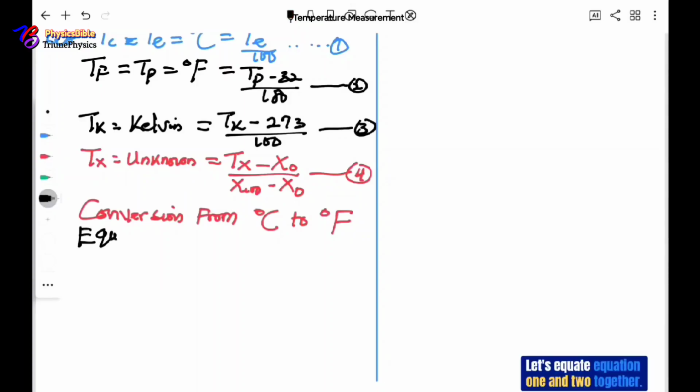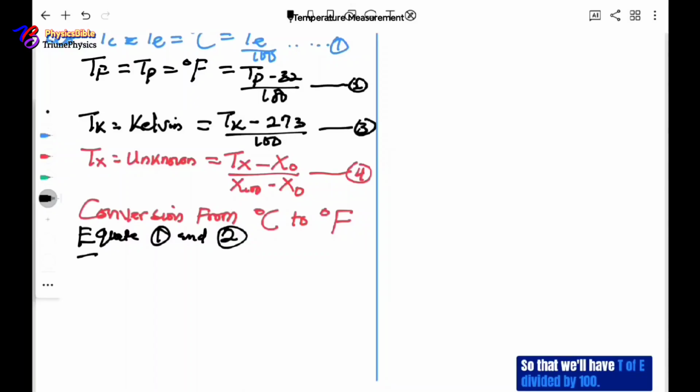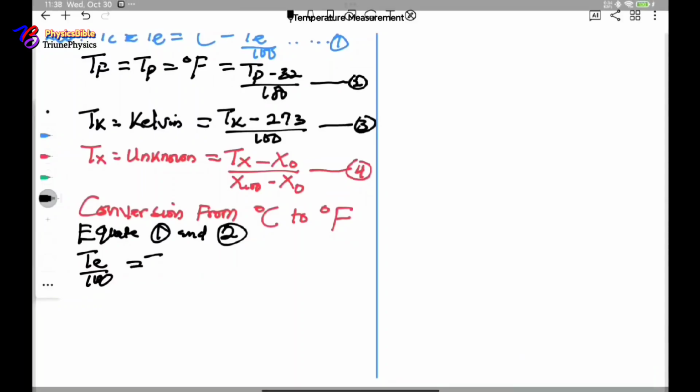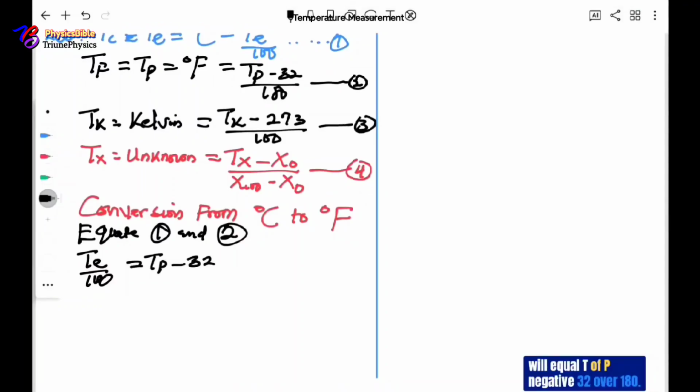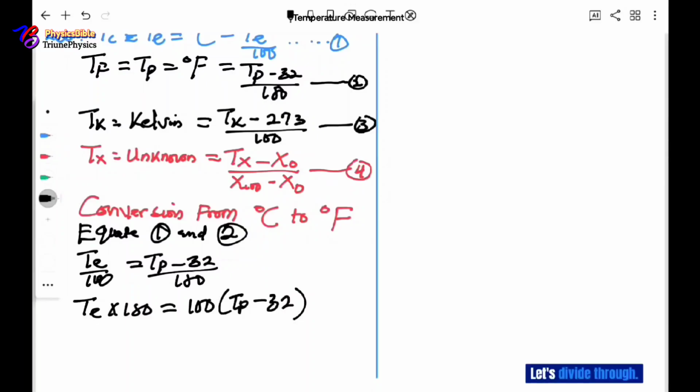Let's equate equation 1 and 2 together so that we'll have T_E divided by 100 will equal (T_P − 32) over 180. So that will cross multiply, and then T_E multiplied by 180 is equal to 100 into (T_P − 32).